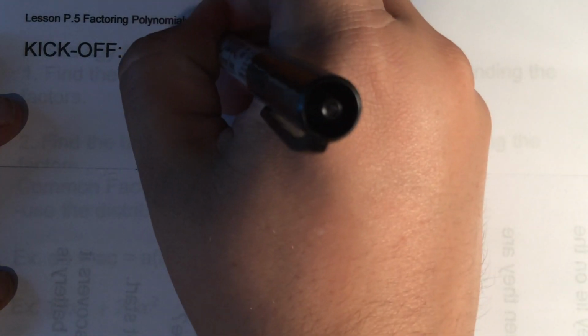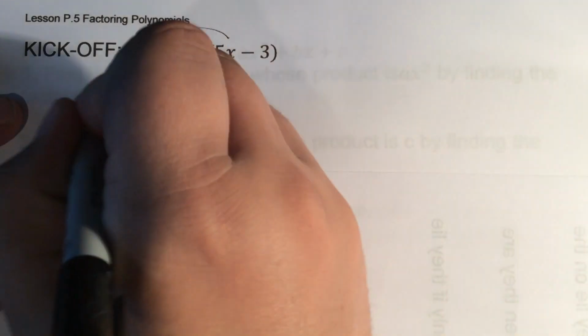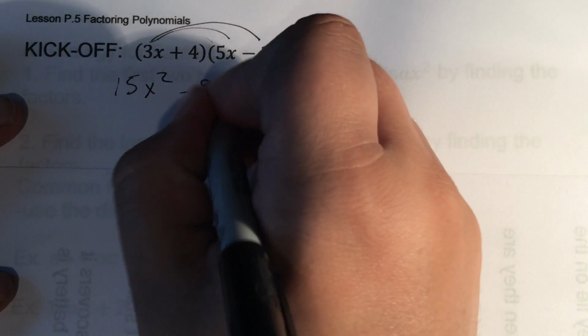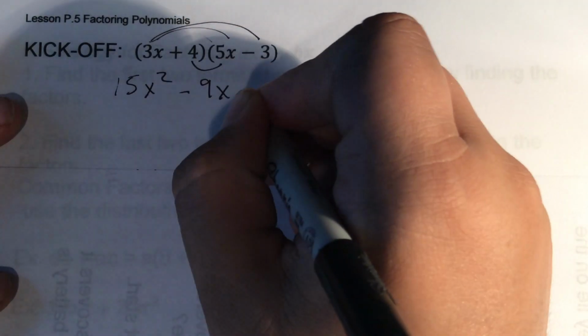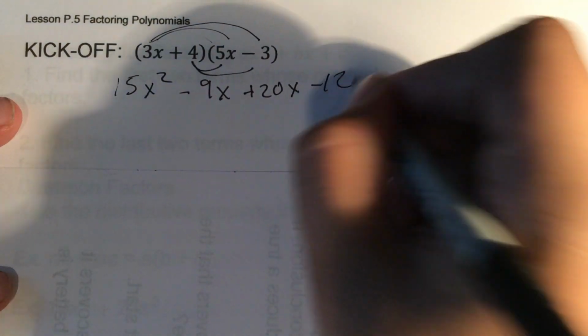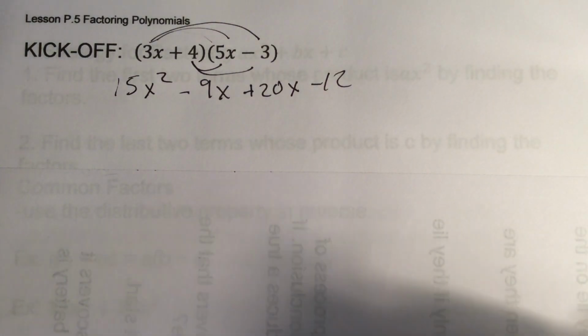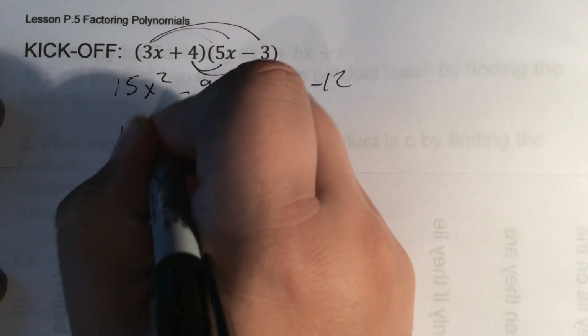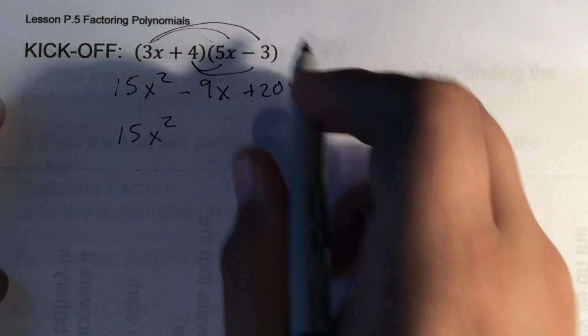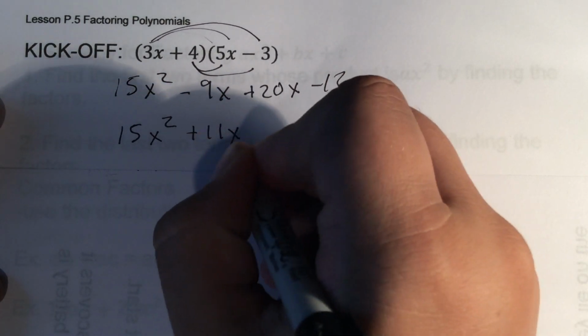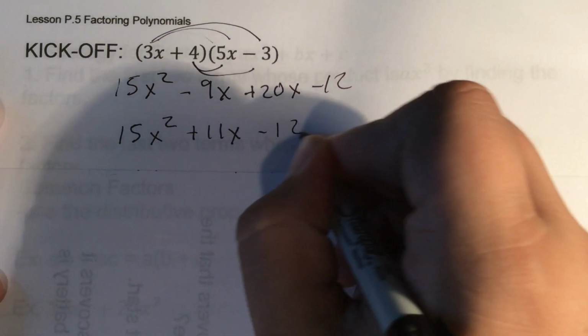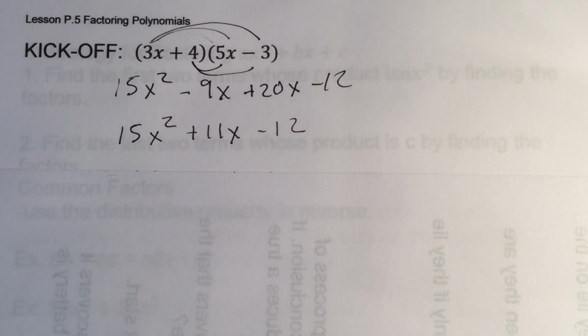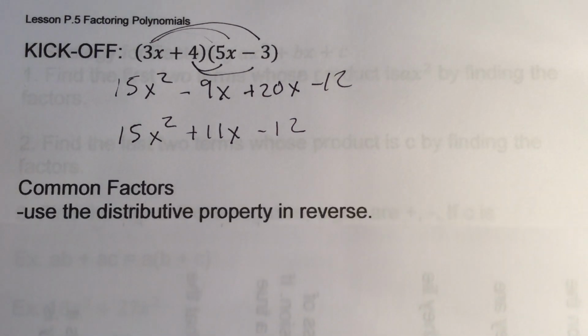So 3x and 5x would make 15x squared. 3x and 3 would be a minus 9x. 4 and 5 would be a plus 20x. And 4 and a negative 3 would be a minus 12. So, like terms can be put together. We have our 15x squared, negative 9 plus 20 makes a plus 11x, and then minus 12 for the end of it.